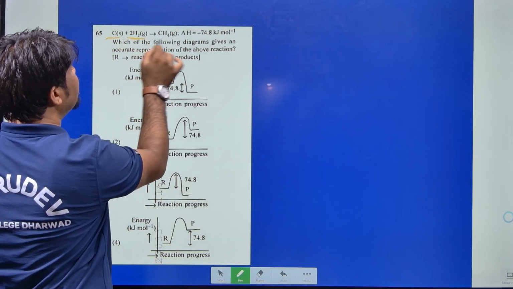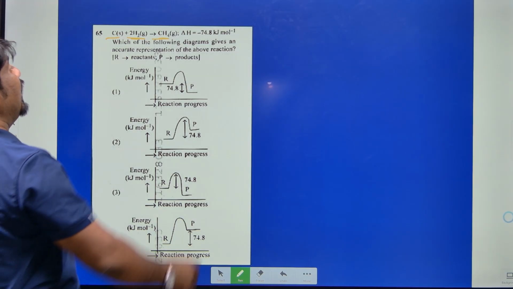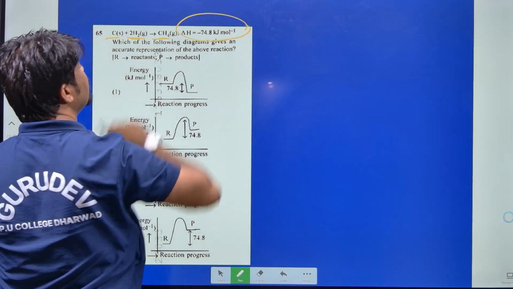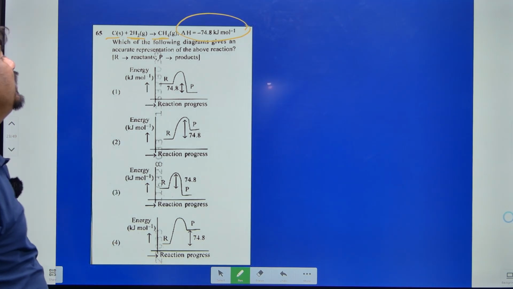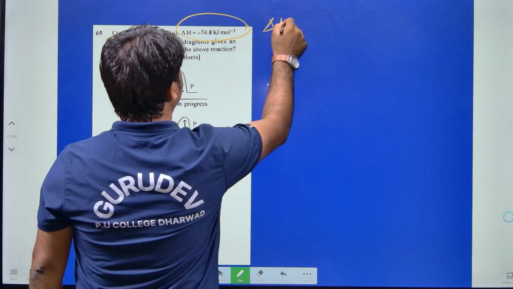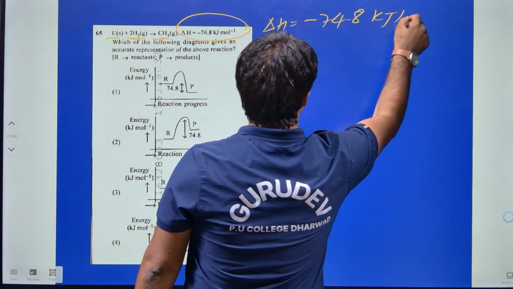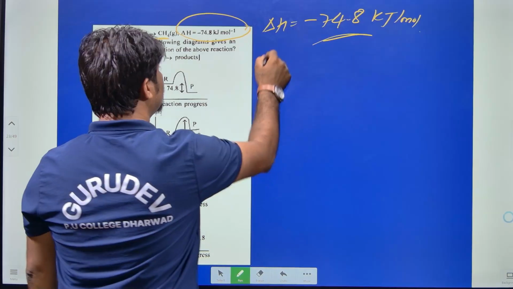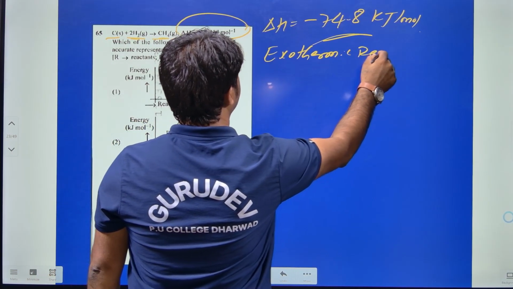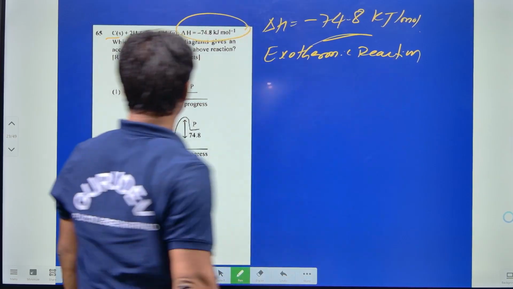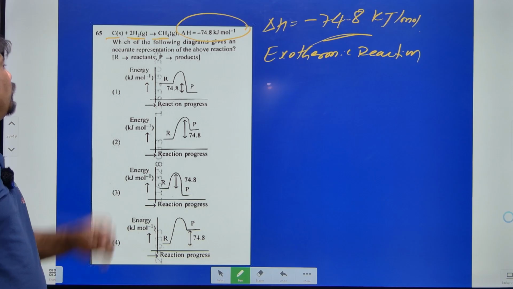Carbon and hydrogen react together to give methane CH4, and the enthalpy of the combustion becomes what? Exothermic, because delta H is equal to minus 74.8 kilojoule per mole. So here the delta H is given, so it undergoes an exothermic reaction. Which of the following diagrams gives the accurate representation for the above reaction?